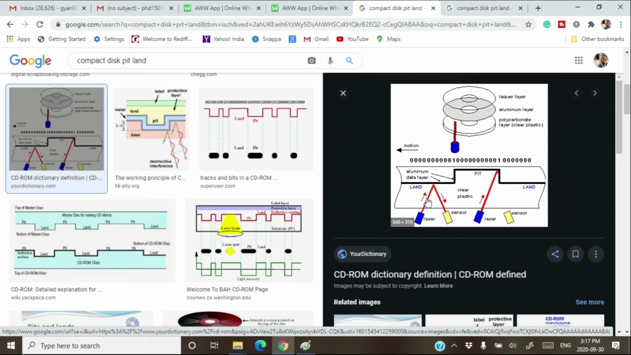That's how you will have more pits and lands, and if you have more pits and lands, then the storage of your compact disk is more. We will see it, don't worry. If you are not getting my words, we will see it.